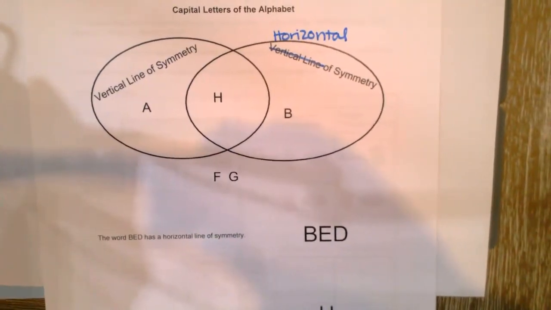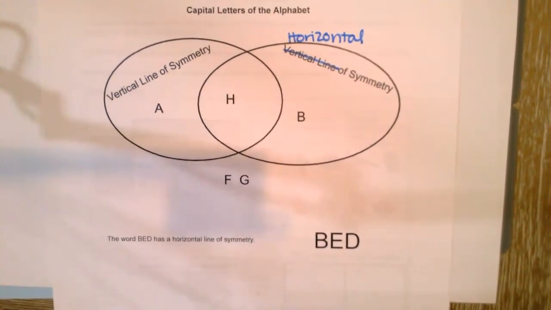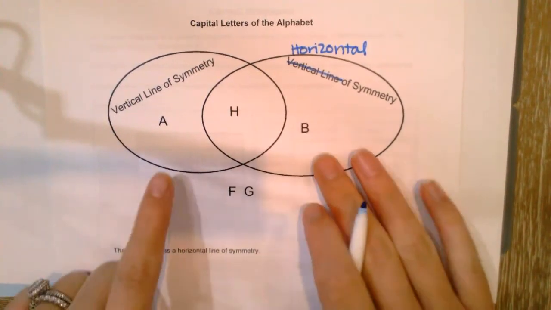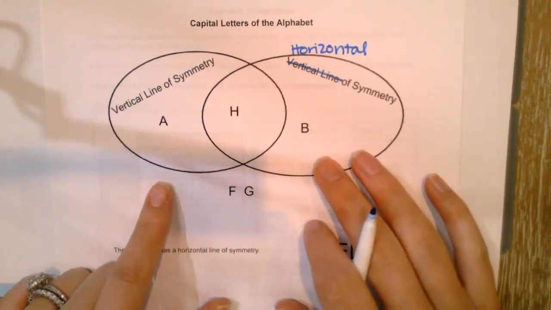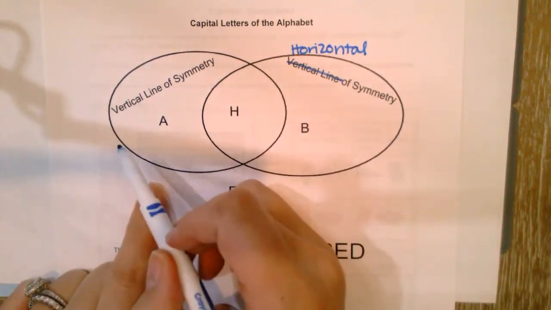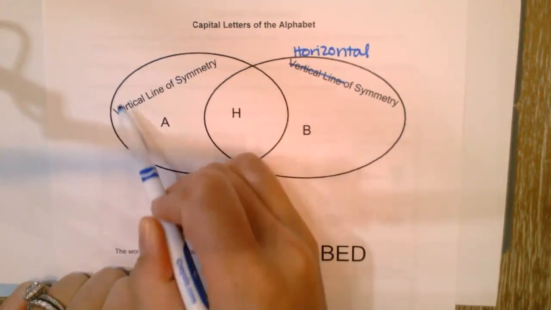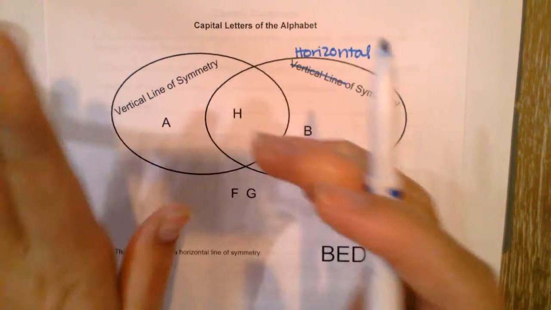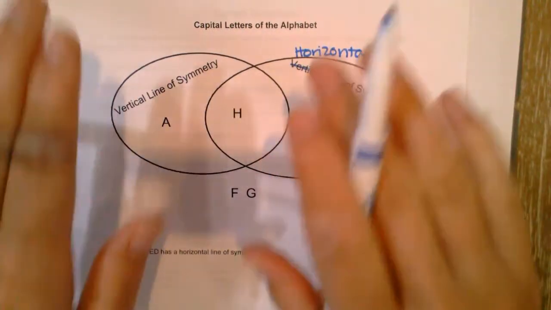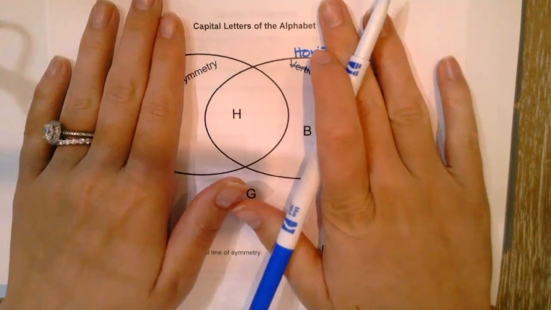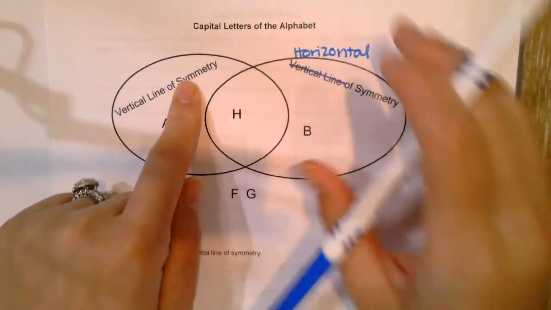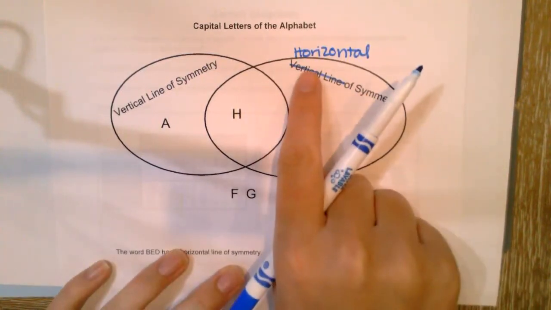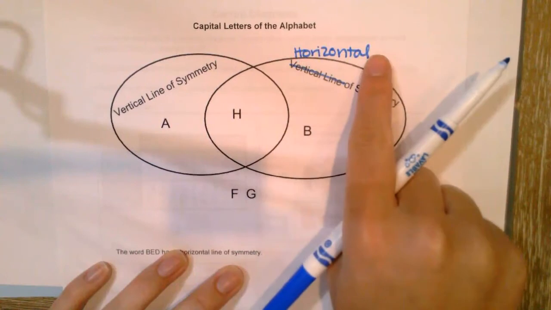Before we get started on your task, I want to go over two new tools that you're going to use to sort shapes and sort letters. The first tool is a Venn diagram. And I am sure you're familiar with a Venn diagram. This type of Venn diagram has two circles, and it classifies shapes, and in this case, letters, between two different categories. This category is a vertical line of symmetry, and this category is horizontal line of symmetry. This was a typo. This said vertical, but it's in fact horizontal.